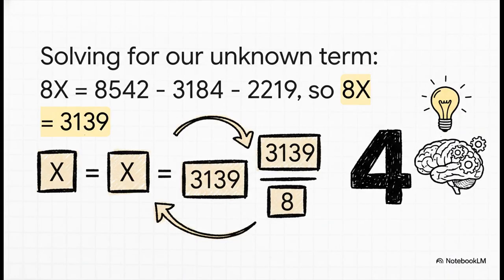Easy peasy. Mark number 4 is all about your algebra skills. We just need to shuffle that equation around to get our 8x all by itself on one side. So a little bit of rearranging, and we find that 8x is equal to 8542 minus 3184 minus 2219. You punch that into your calculator, and it simplifies really nicely to 8x equals 3139.